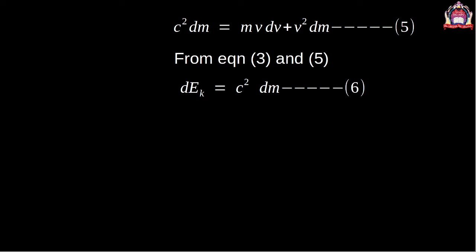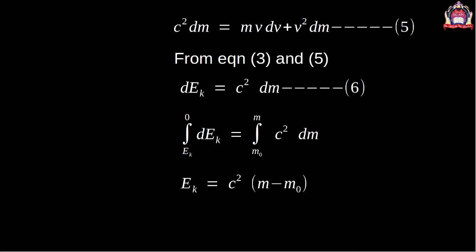When a body is at rest, the velocity is 0, and as the velocity is 0, the kinetic energy is 0. So mass m is equal to m0, the rest mass. When its velocity is v, its mass becomes m. Therefore, integrate equation 6, with integration limits m0 to m, of c² dm. So Ek = c²(m − m0). This is the formula for the relativistic kinetic energy.